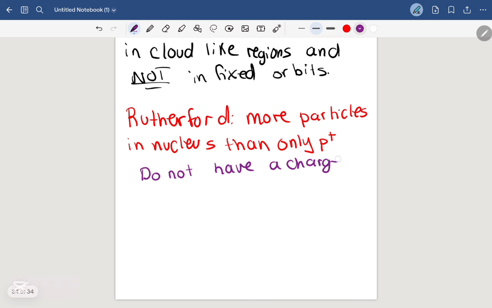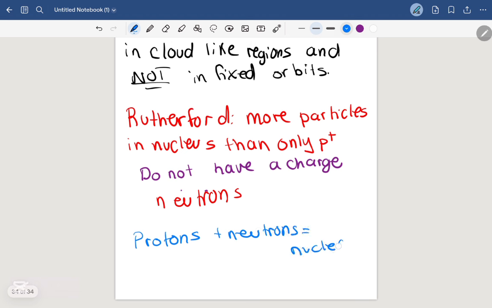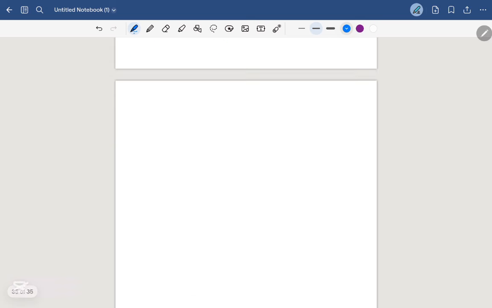And from this, he made up the term, not nucleus, he made up the term neutrons. And from this term, neutrons, he was able to say that protons, which is positive charge, plus neutrons, which is no charge, is equal to what? Is equal to all of the nucleons in the nucleus.